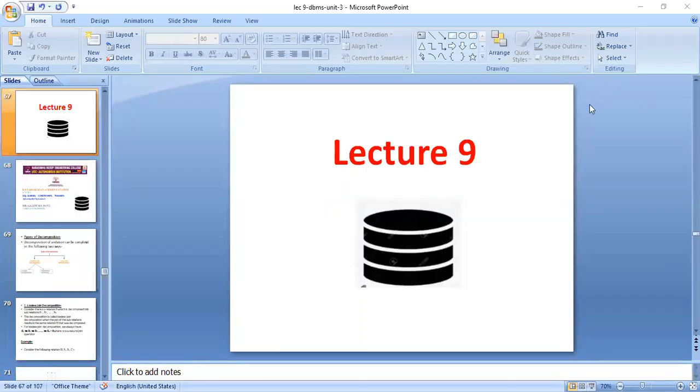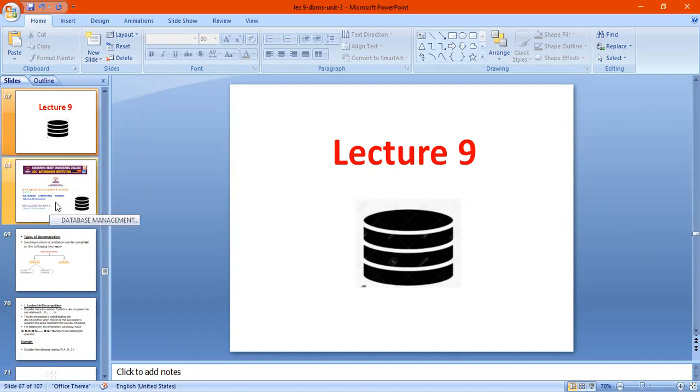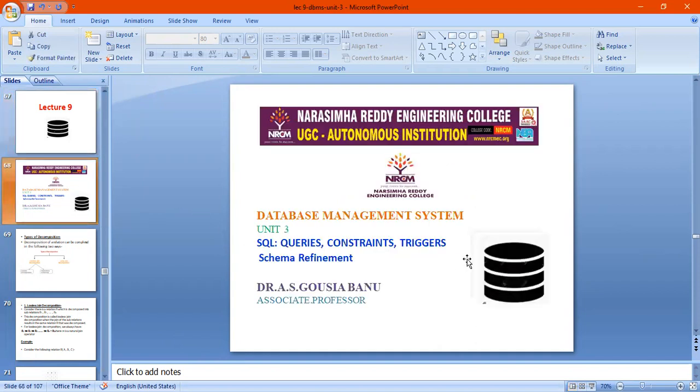Very good morning. Today is lecture 9 of the third unit: SQL queries, constraints, triggers, and schema refinement. We have completed SQL queries, constraints, and triggers. We are going to the schema refinement.